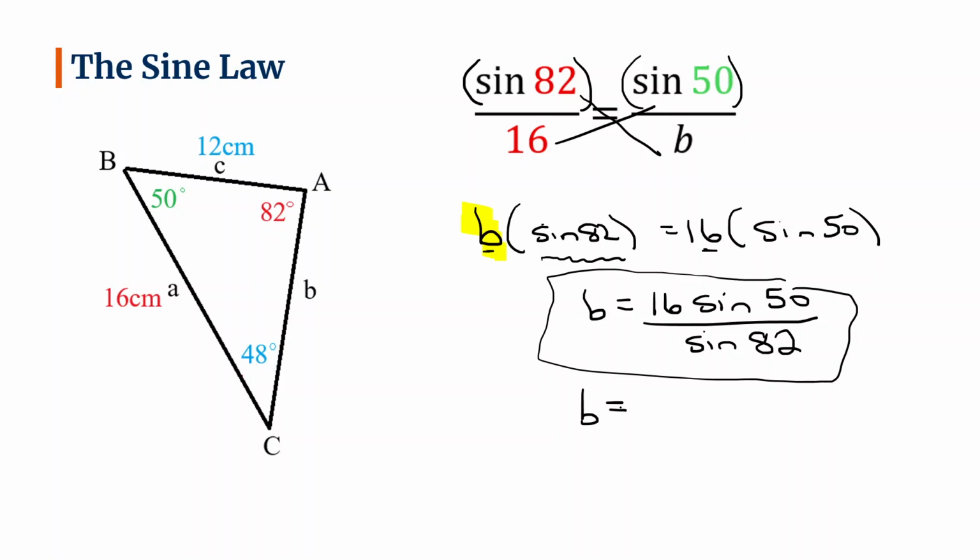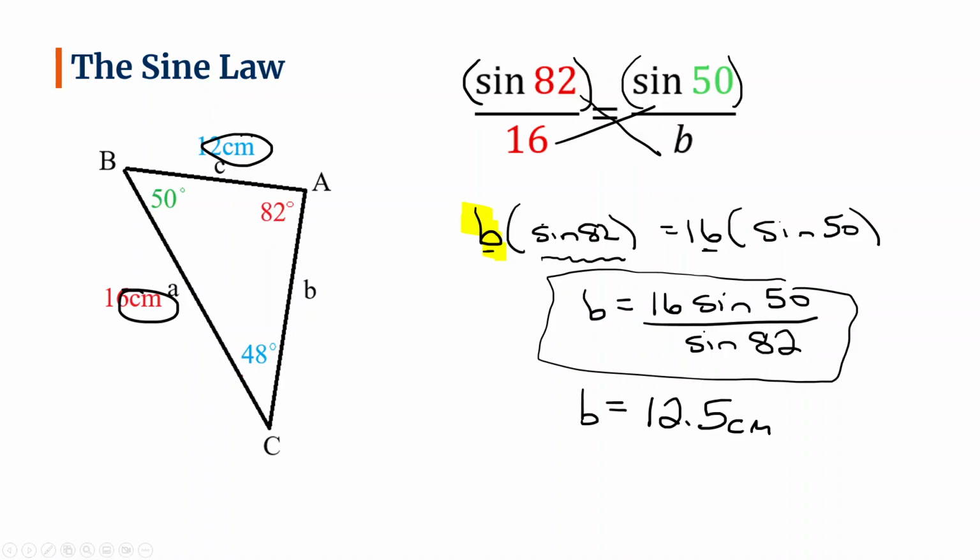I can say 16 times sine 50 divided by sine 82. Now make sure that you know your calculator well enough to know where you need brackets, if you need brackets, and make sure you're playing along at home. You should get 12.5. And of course, because I've measured side length in centimeters, I would say that it's 12.5 centimeters. Okay, so we've used the sine law.